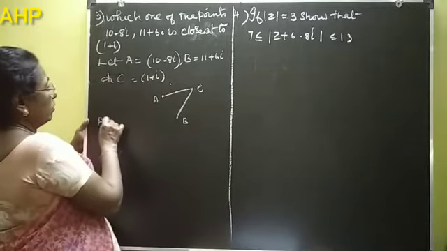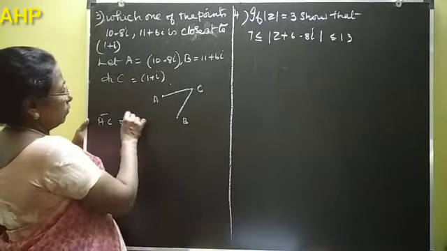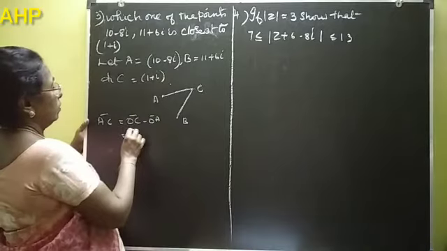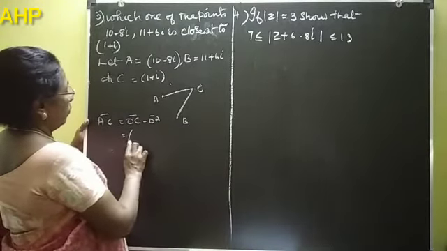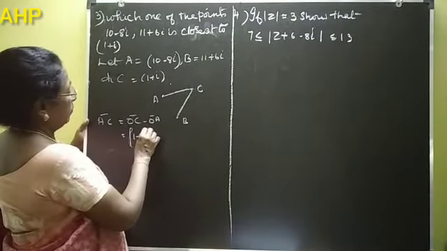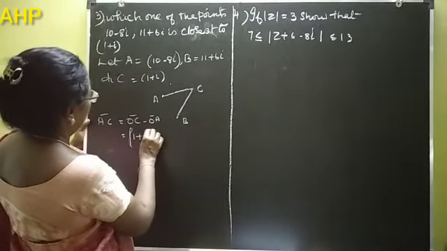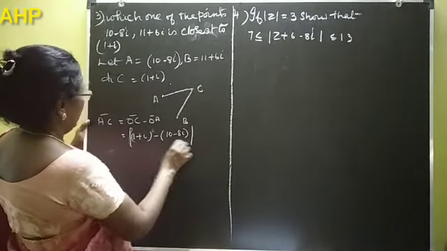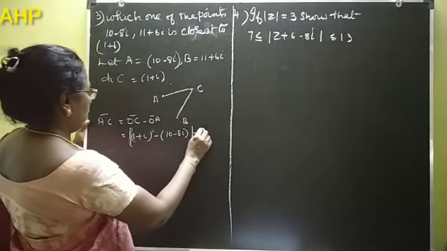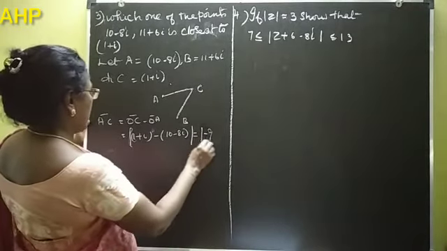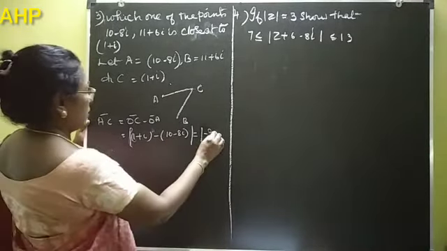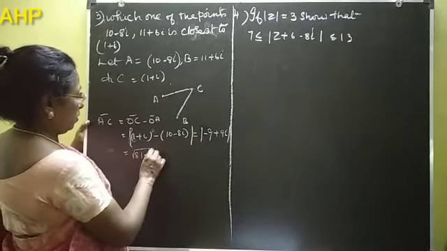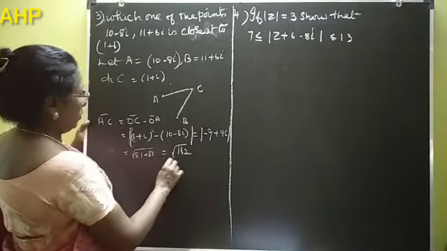So to find AC, we get AC vector is equal to OC minus OA. So OC is given to be modulus of (1 plus i) minus (10 minus 8i). This is equal to modulus of 1 minus 10 gives you minus 9, plus i minus of minus 8i gives 9i. So this is equal to root of 81 plus 81, which is root 162. This is your AC value.